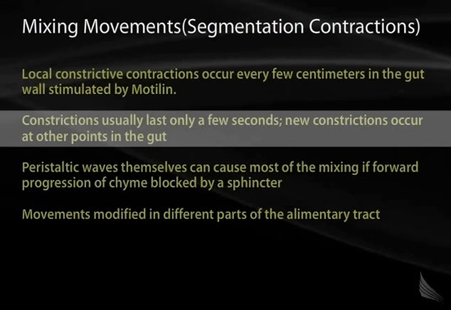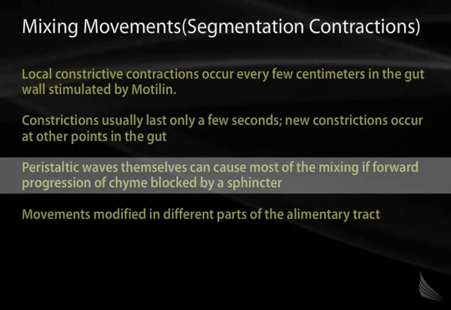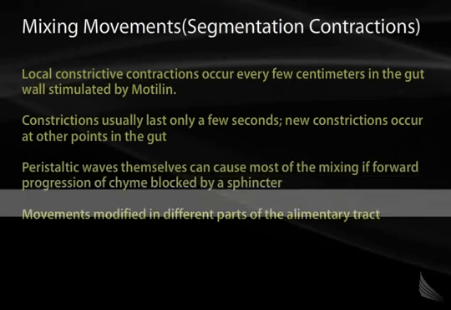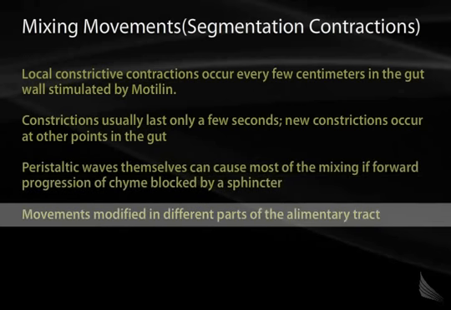What happens with mixing waves is that peristaltic waves can generate most of the mixing that needs to occur if forward progress is blocked by a sphincter. For example, in the GI tract, you can have forward progress occurring, but because there is a closed sphincter, mixing can occur in the stomach. In other parts of the GI tract, there is no sphincter present, and so these movements need to be modified for mixing to take place.